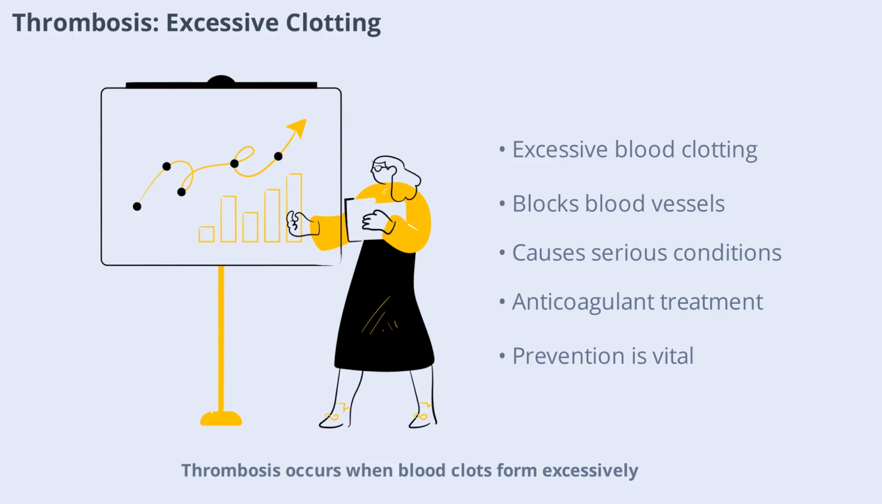Thrombosis occurs when blood clots form excessively, blocking blood vessels and disrupting blood flow. This can lead to serious conditions like deep vein thrombosis, pulmonary embolism, or stroke. Hematology investigates the causes of thrombosis, such as genetic factors, lifestyle, or underlying diseases. Treatment may involve anticoagulant medications and lifestyle changes. Understanding thrombosis is key to preventing life-threatening complications and maintaining vascular health.